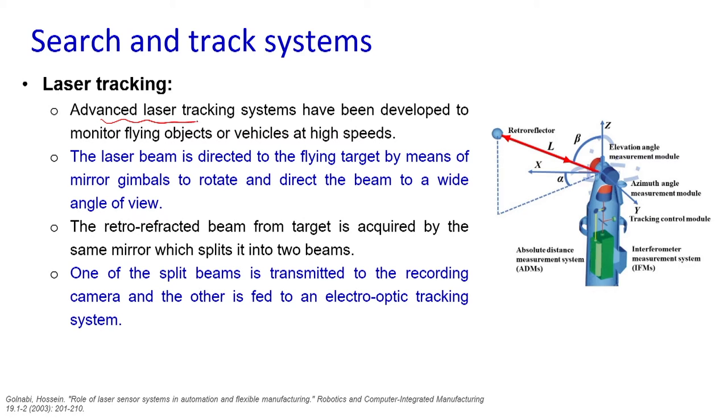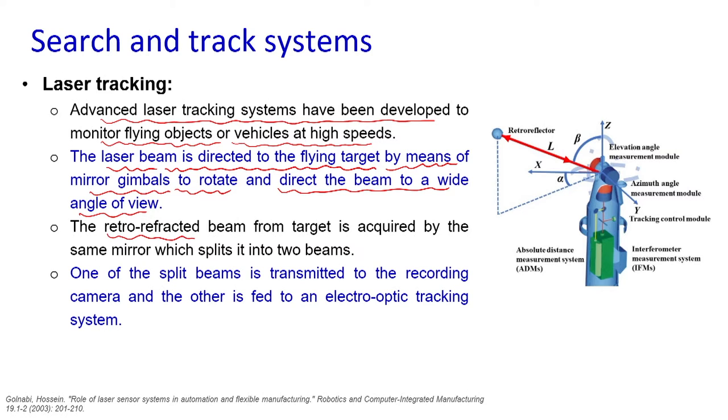Advanced laser tracking systems have been developed for monitoring flying objects or vehicles at high speeds. On the shop floor as well, there may be a lot of vehicles which are moving, and some of the vehicles may be at a very high speed. To monitor and control the speed of the vehicle, we have to have some system, and a laser beam can be used. So we are applying the laser beam on the flying target or the moving object by means of mirror gimbals, and these mirror gimbals are rotated, and we are directing the beam to a wide angle of view. So we are applying the laser beam energy by using mirror gimbals on the part which is moving on the shop floor. The retro-reflected beam from the target is acquired by the same mirror.